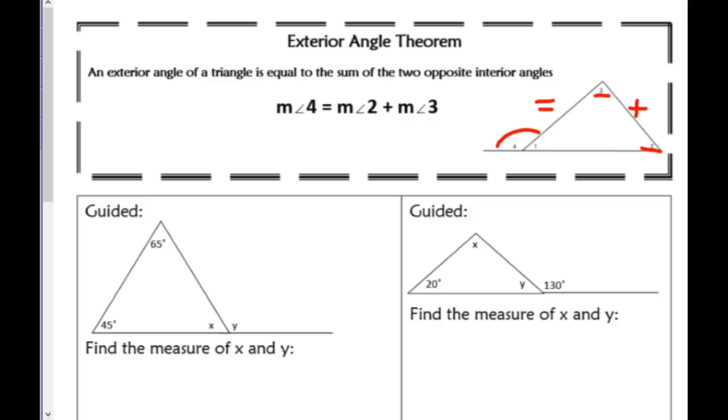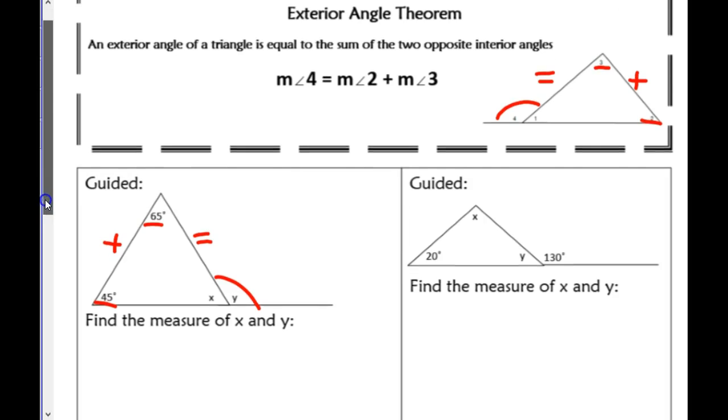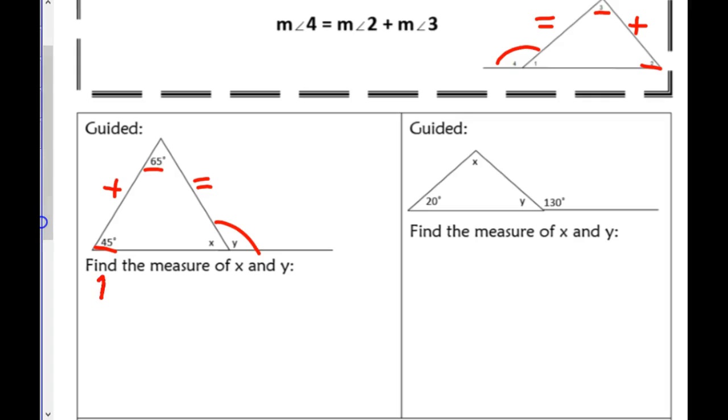So let's do that over here on the guided practice on the left. What are my two remote interiors? 65 and 45. I'm going to add those up, and it's going to equal, what's the exterior angle? Y. Everyone seen that? The two farthest away added up equals the outside angle. So let's write that down. 45 plus 65, the remote interiors, equals the only one on the outside, which is Y.